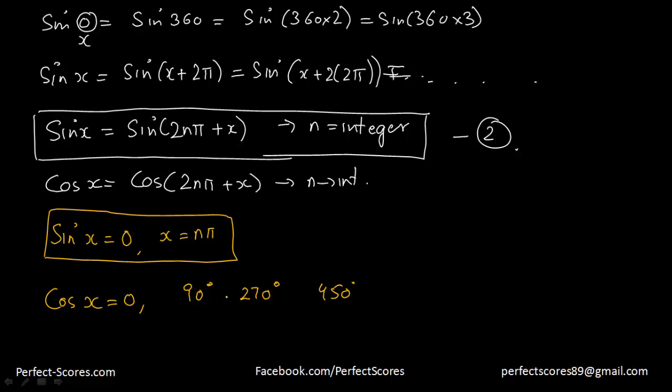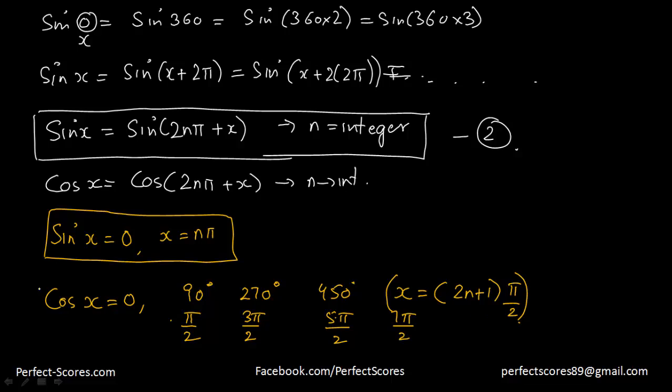So how do we generalize this in terms of pi? This is nothing but pi by 2. And this is nothing but 3 pi by 2, that is 270 degrees. This is 5 pi by 2. So you can clearly see that if cosine of x is equal to 0, x will be equal to 2n plus 1 into pi by 2, right? So this is 1, 3, 5. The next number would be 7 pi by 2, which is an odd number, right? So this is when the value of cosine x is equal to 0.